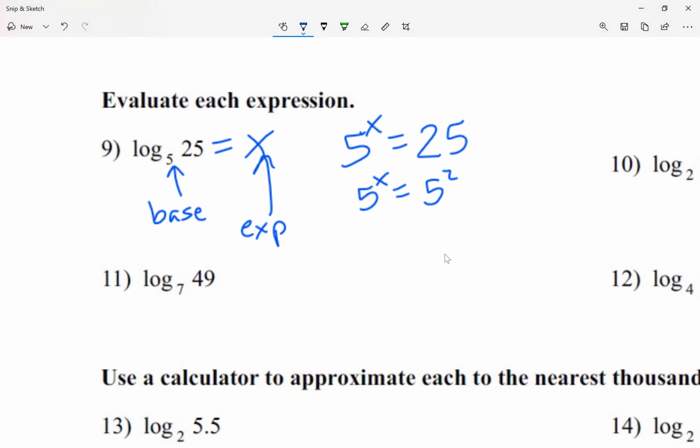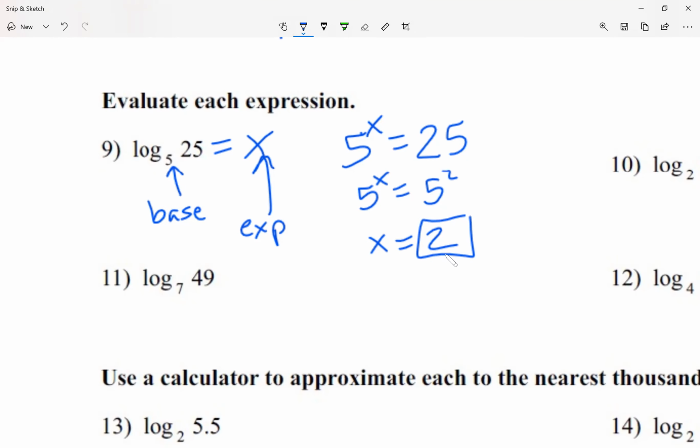Now, because the bases are the same, I'm just going to let the exponents equal each other. So X is equal to 2. Now, there was no X to begin with, right? It doesn't say solve for X. It says evaluate each expression. I said it was equal to X. I didn't know the value. So the answer should just be 2, right? I said, let this equal X, and I'm just going to solve for X. In this case, X is equal to 2.